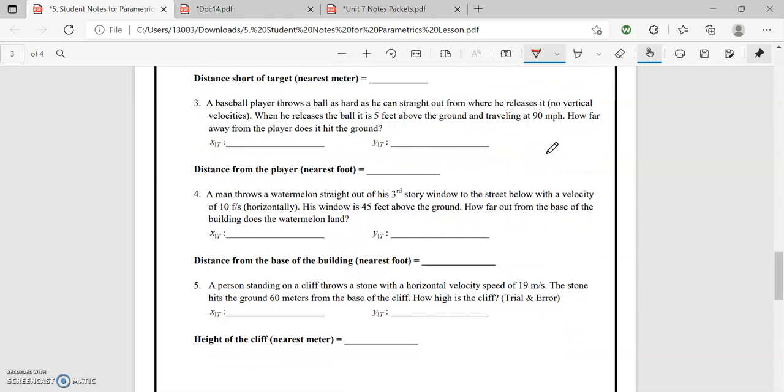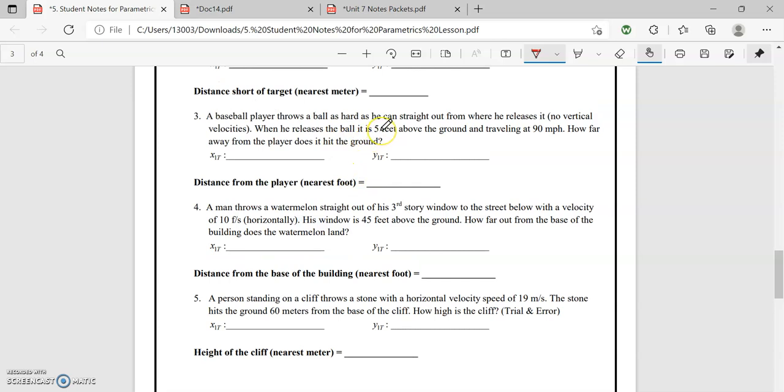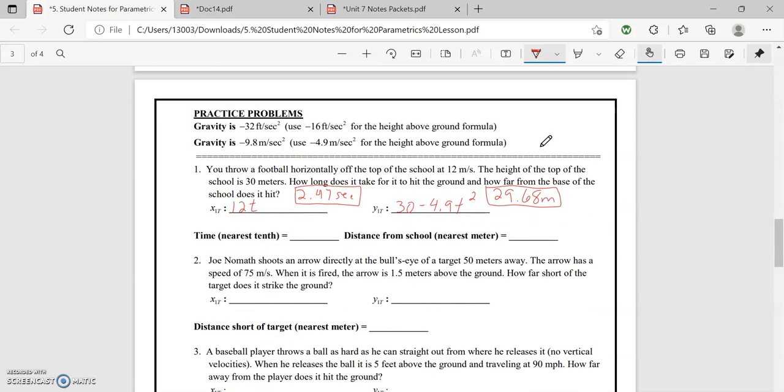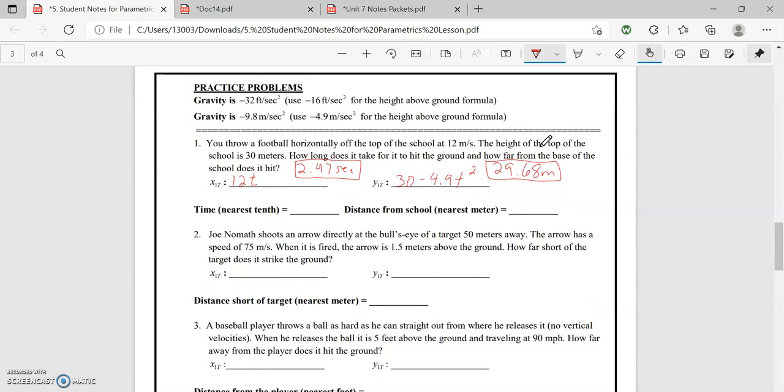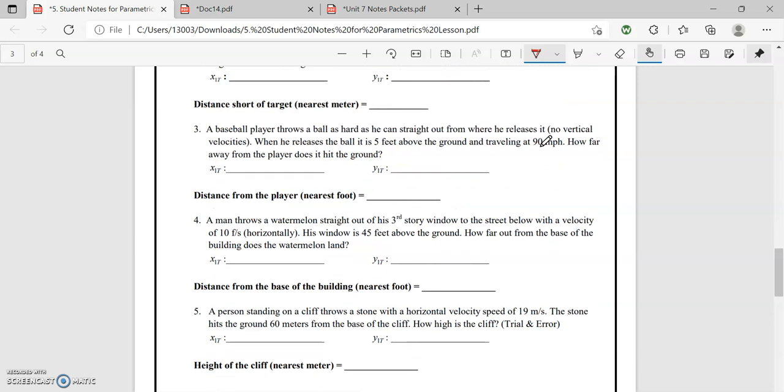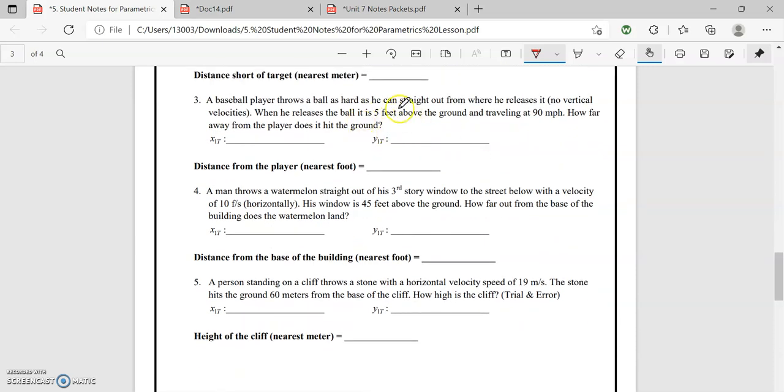Same thing, question 3. 3 is actually really similar to 1. It's saying you are 5 feet off the ground, the ball is 5 feet off the ground, traveling 90 miles an hour. How far away from the player does it hit the ground? Well, frankly, the only difference between question 1, throwing a football horizontally, and throwing a baseball, the only thing is your units. Please pay attention.